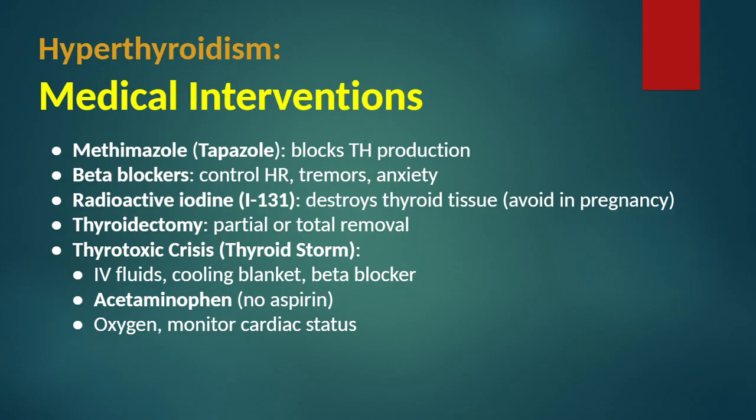Treatment focuses on stabilizing the patient quickly: provide IV fluids for dehydration, use a cooling blanket to lower body temperature, and administer beta blockers to slow the heart rate. Acetaminophen should be used for fever, but avoid aspirin as it can increase free thyroid hormone levels. Oxygen therapy may be needed to improve tissue perfusion during this crisis.